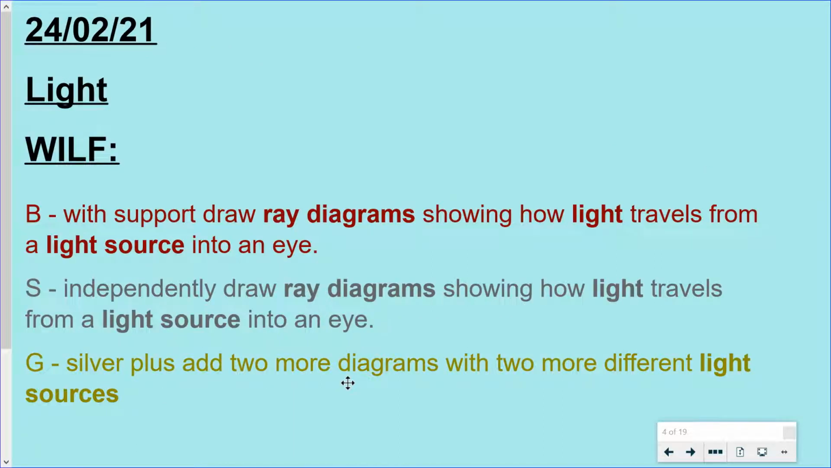So in your science book, can you very neatly write the short date? The title is light, and then have a read of the WILFs. They will make sense when we get to the task.